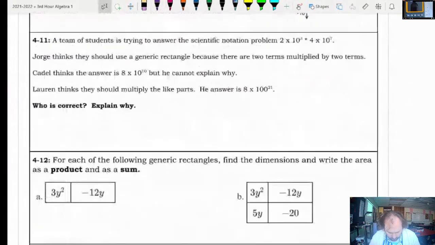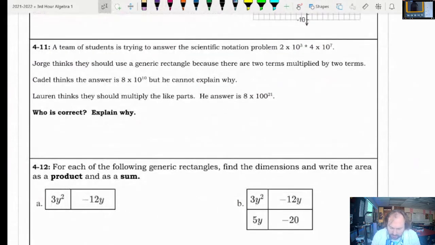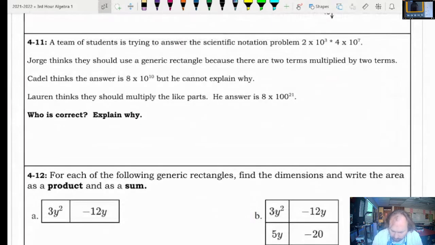Next question, 411. A team of students is trying to answer the scientific notation problem: 2 times 10 to the 3rd times 4 times 10 to the 7th. Jorge thinks they should use a generic rectangle because the 2 terms are multiplied by 2 terms. Yeah, he's wrong, though, because those are not plus signs. If those were plus signs, he'd be 100% correct. So Jorge is out. Cadell thinks the answer is 8 times 10 to the 10th, but he can't explain why.